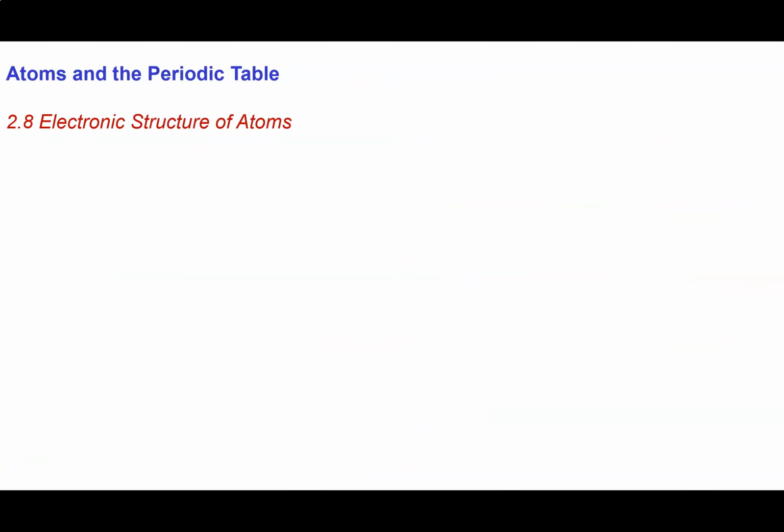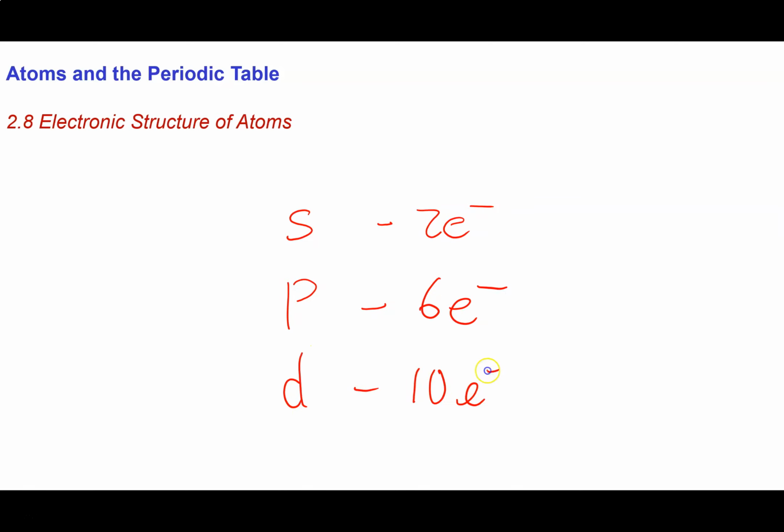Okay, so hopefully you'll get a little bit of practice using the Aufbau diagram, and you'll be able to write out the electron configuration for any atom. The important thing to remember is that an S subshell can have a maximum of 2 electrons, a P subshell can have a maximum of 6 electrons, a D subshell can have a maximum of 10 electrons, and an F subshell can have a maximum of 14 electrons.